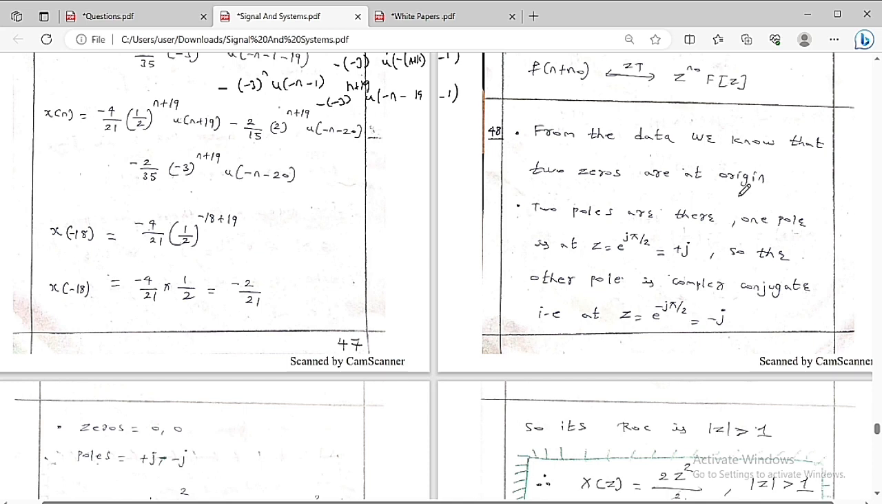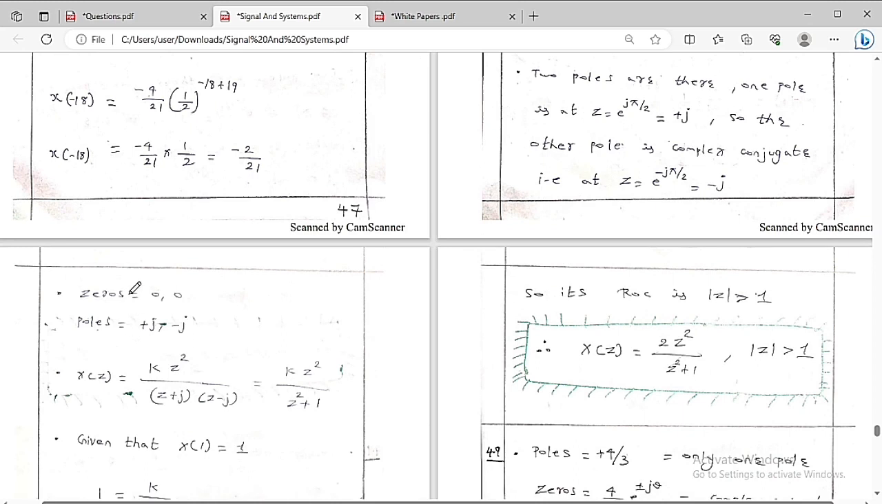See, always the irrational roots and the complex roots are going to come in pairs. Meaning a + ib means the other will be a − ib. I have already told you, all the complex roots as well as the irrational roots always come in pairs. So therefore, if one is plus j, the other will be minus j. So the other pole is the complex conjugate pole, which is z = e^(−jπ/2), which is nothing but minus j. So plus j means a minus j.